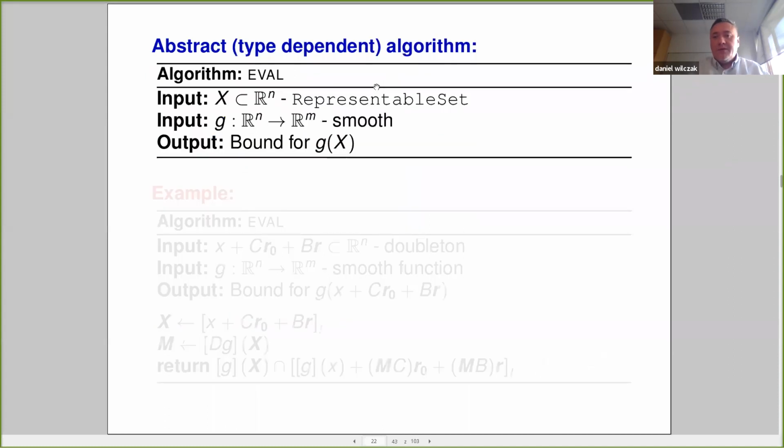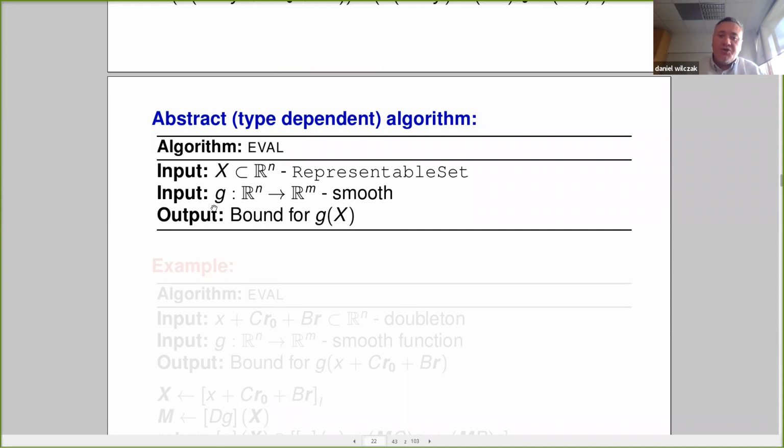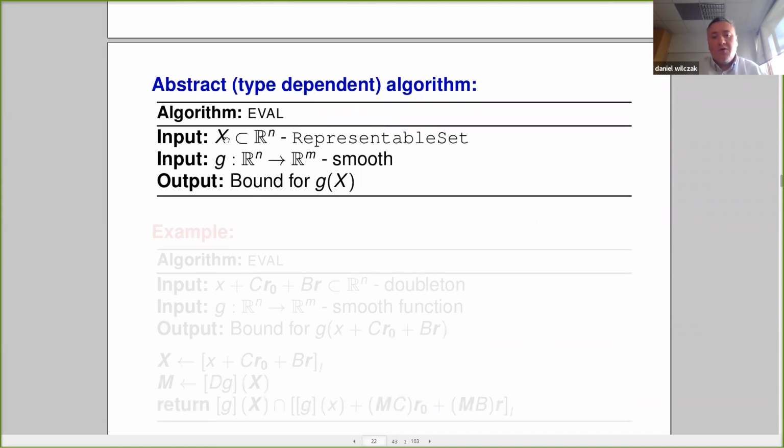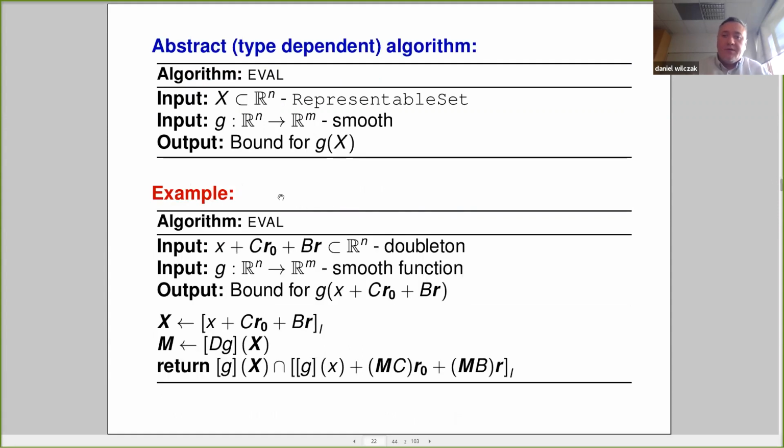The second algorithm, also type dependent, is called eval. By eval, I assume abstract evaluation of some abstract function g on the set of x's which belong to some representable set. So I want to enclose g of x when x is some representable set. Of course, this is type dependent. Here is some implementation in the case when our set is represented as a doubleton.